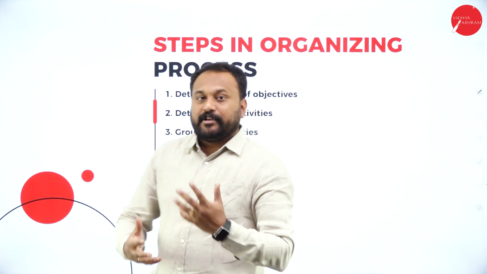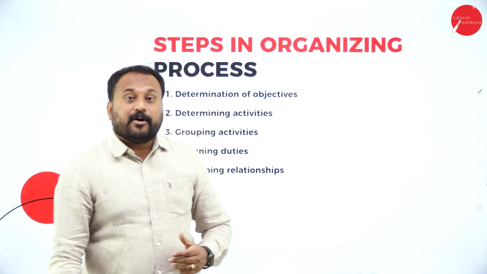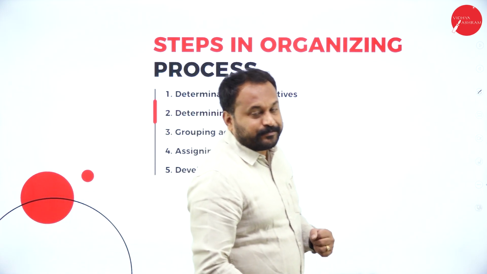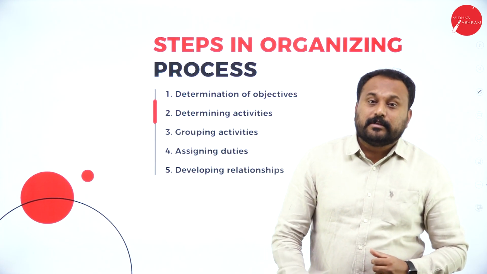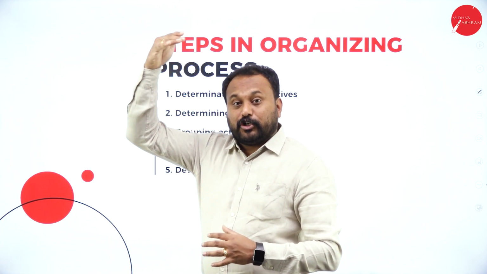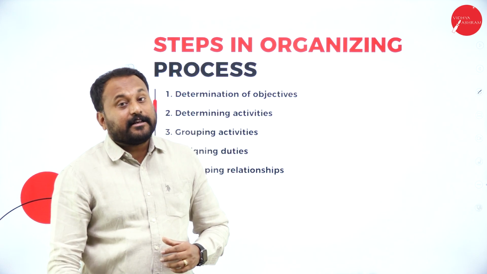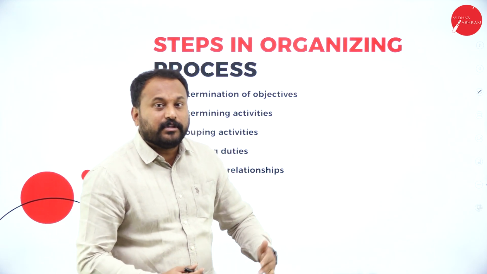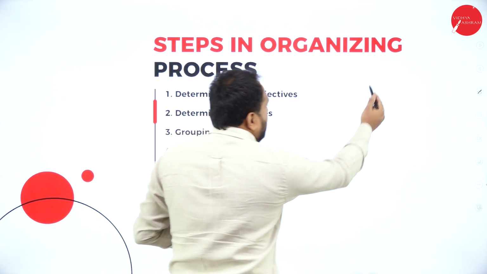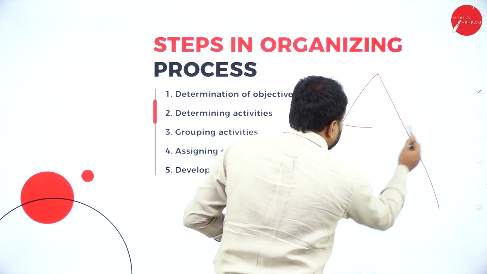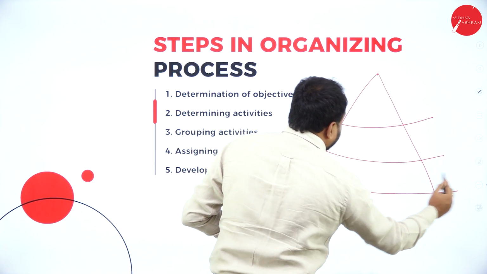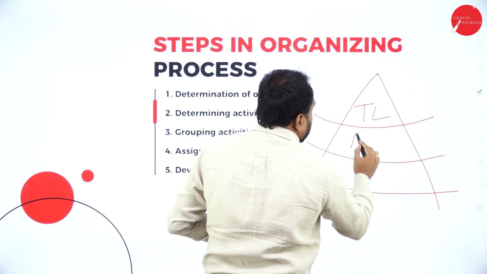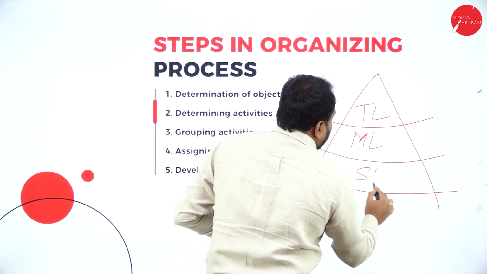Now, what is this developing relationship? Here, the authority and responsibility flow. Authority, as we all know, flows from the top to the bottom, and responsibility flows from the bottom to the top. Now, here we have the levels and the tiers. Say we have the top level, the middle level, and the supervisory level.